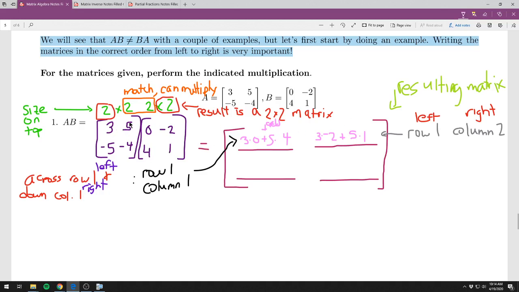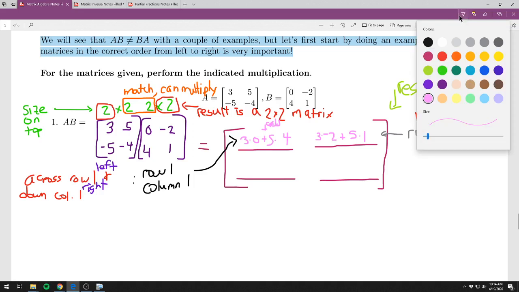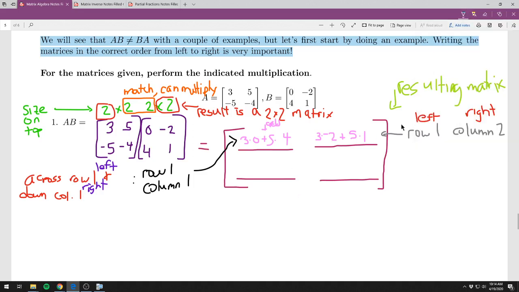All right, so once again, I'll reiterate. Row 1, column 2, we go across row 1, down column 2: 3 times -2, plus 5 times 1. If you organize your work, if you just say in your head or write out what you're supposed to do, with enough practice this comes pretty quickly. A lot of the things with matrices, once you practice enough, it's just really a lot of arithmetic.